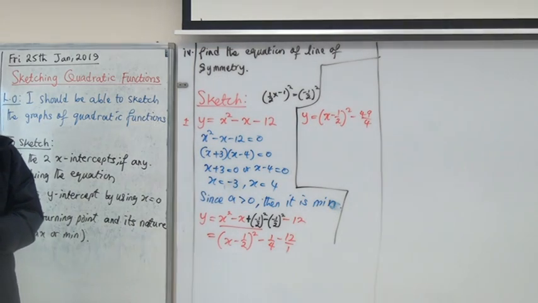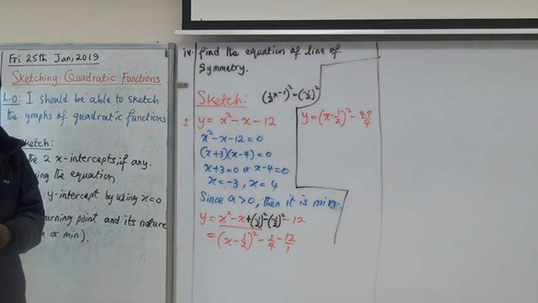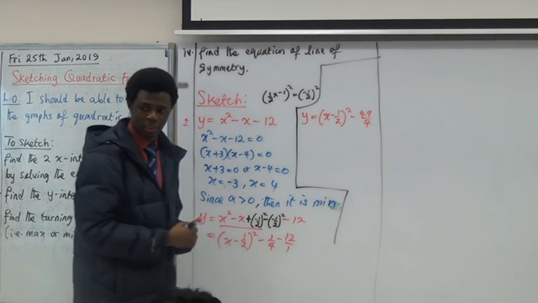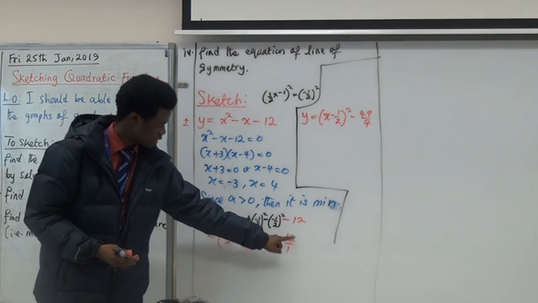Does it make sense? Yeah. Are you lost? No. No, okay. This is 48 over 4.